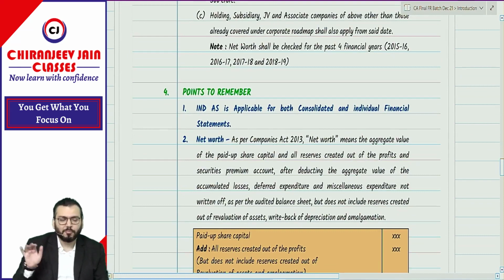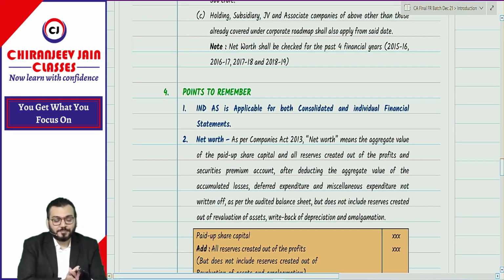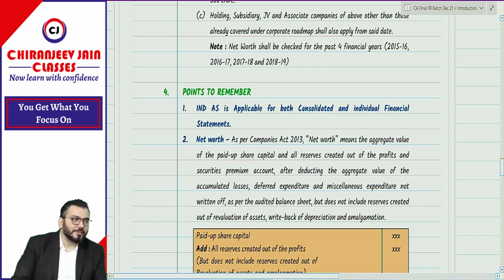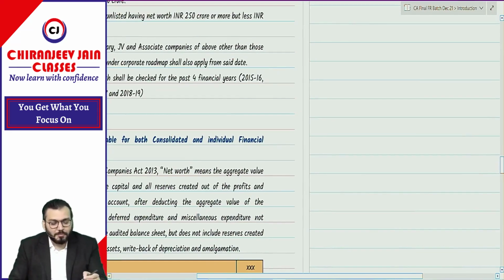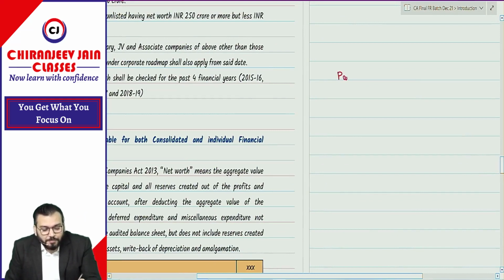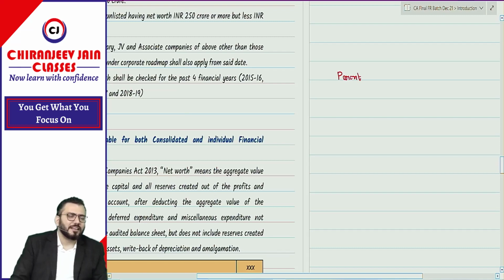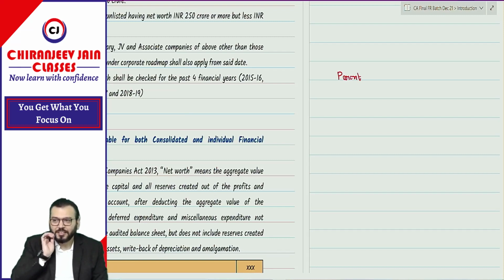Nothing more to discuss. There are some specific points to remember. Let us discuss those. First point, Ind AS is applicable for both consolidated and individual financial statements. Now, just small information for you. When we say parent company, you all know what a parent company is. Any company that controls another entity becomes the parent entity. When it will be considered that an entity has control over another entity, we need to understand when we do the consolidation chapter.